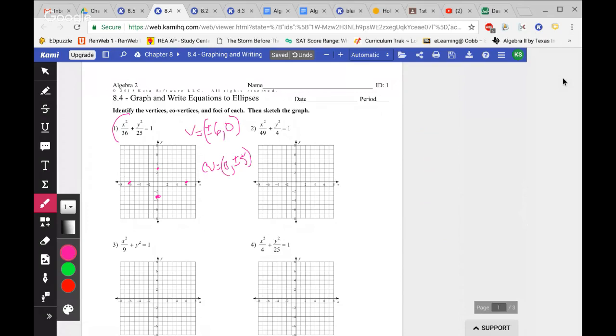And then for the foci, c squared equals a squared minus b squared. So 36 minus 25, so that's 9. My foci are going to be in the x position because my vertex is in the x position, and it's the square root of 9.